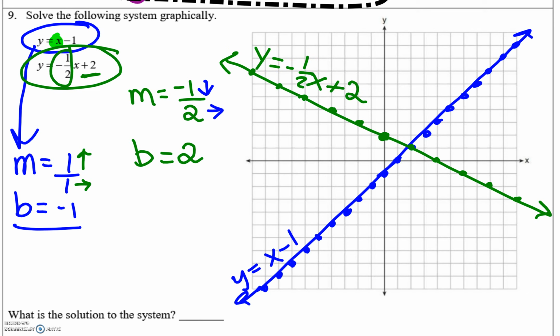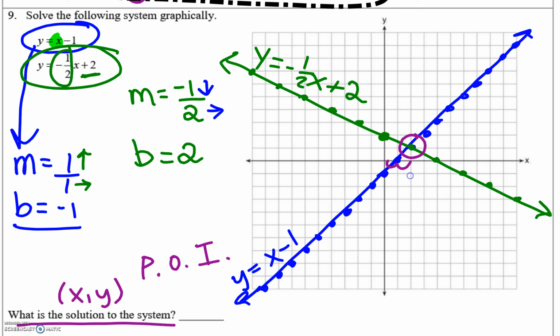So that's graphing both lines, but the problem says, what is the solution to the system? The solution is an x comma y value, and that solution is the point of intersection. So where do those two lines meet? They meet at 2, comma 1.